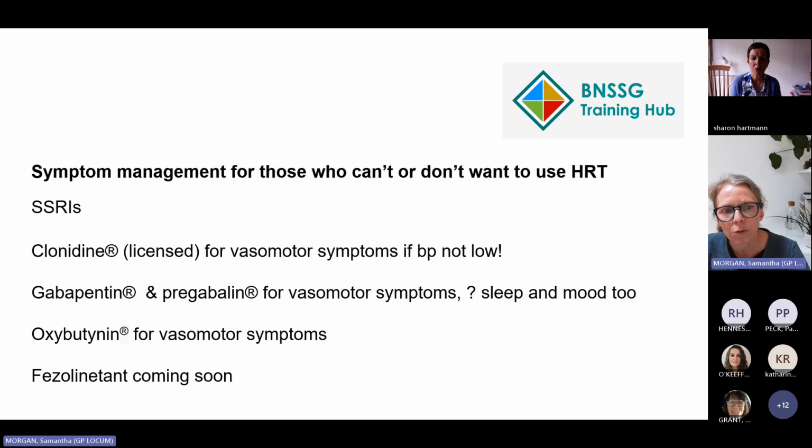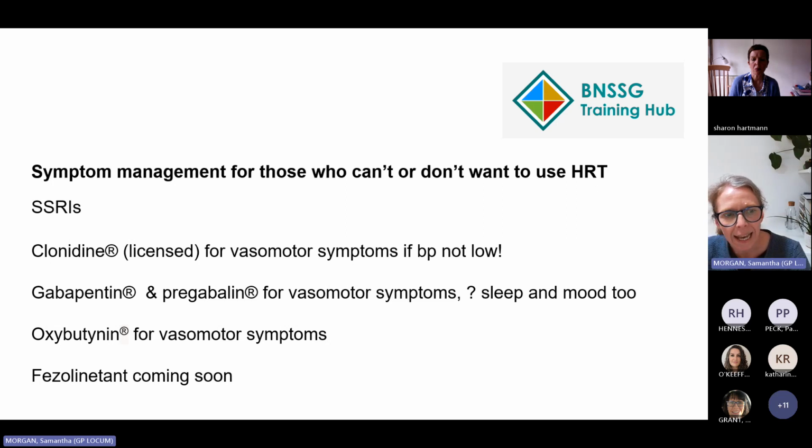In terms of symptom management for those who can't or don't want to use HRT, it's mainly the vasomotor symptoms that have been looked at in terms of other therapies. The SSRIs are probably by far the most commonly used group of medications. If the woman you're treating has a personal history of breast cancer and is on tamoxifen, just worth remembering that some SSRIs can interact with tamoxifen, so we usually tend to go for venlafaxine. Clonidine is the only licensed medication. I haven't had much luck with it when I've tried it, and the International Menopause Society now don't recommend it because it has quite a few side effects.